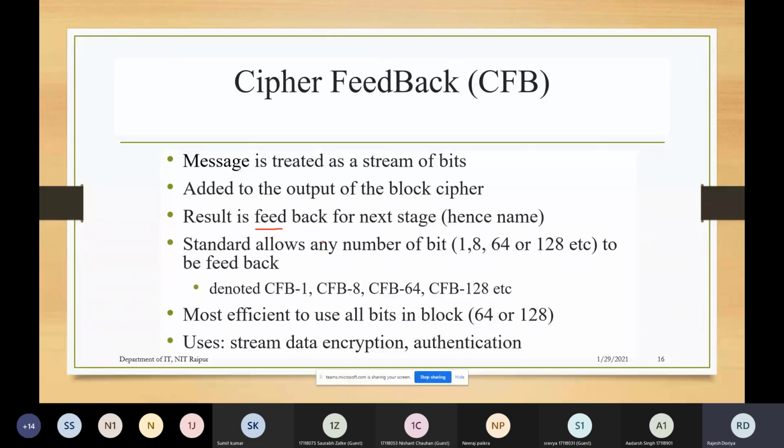In general, the standard ways have been validated with 1 bit, 8 bit, 64 bit, and 128 bit feedback. These are generally denoted as CFB1, CFB8, CFB64 and CFB128. It has been reported that it is very efficient with these variations, and it is also generally used for data encryption and authentication.